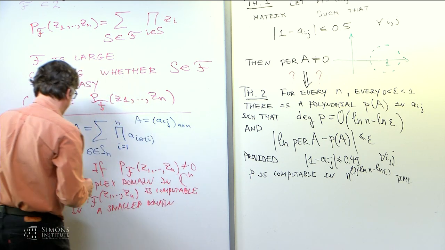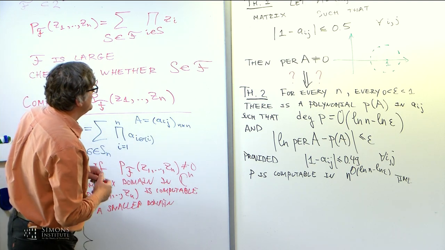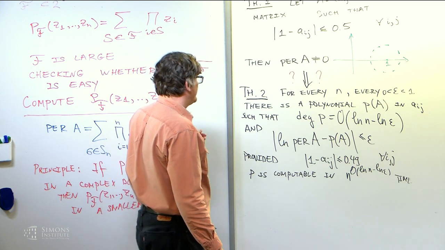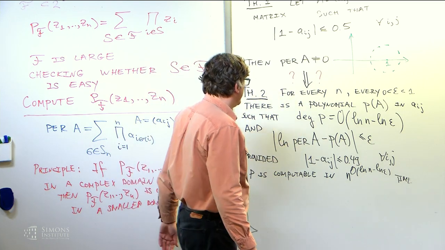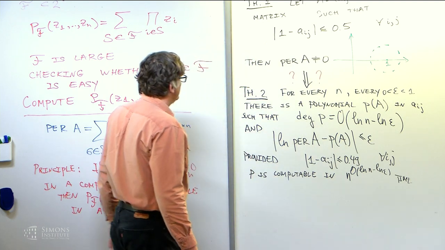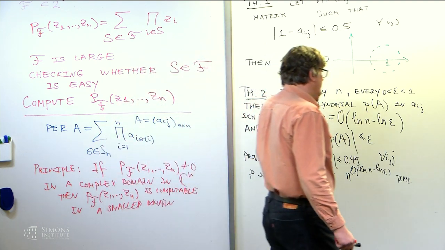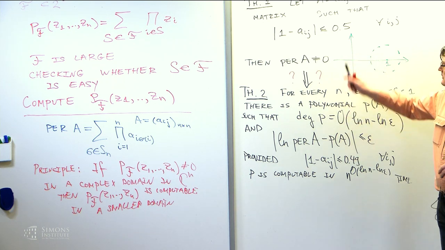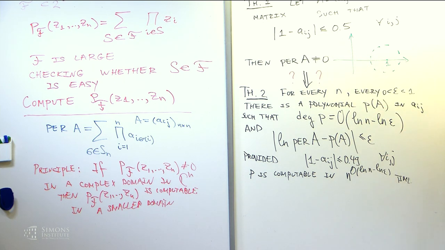The other thing that I have to say is that I'm taking the log, and I allow the matrix to be complex. And this is all right, because by this theorem, I know that the permanent is non-zero. So I can choose the continuous branch of the log in a simply connected domain. The matrices satisfy this requirement on the disk. Right.